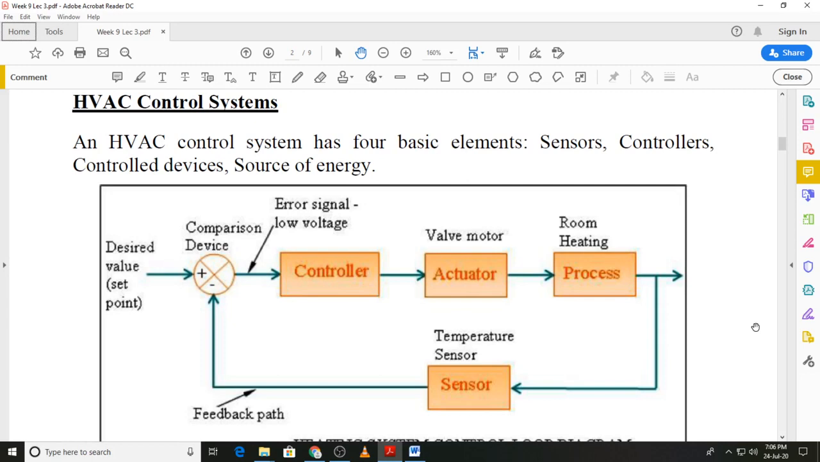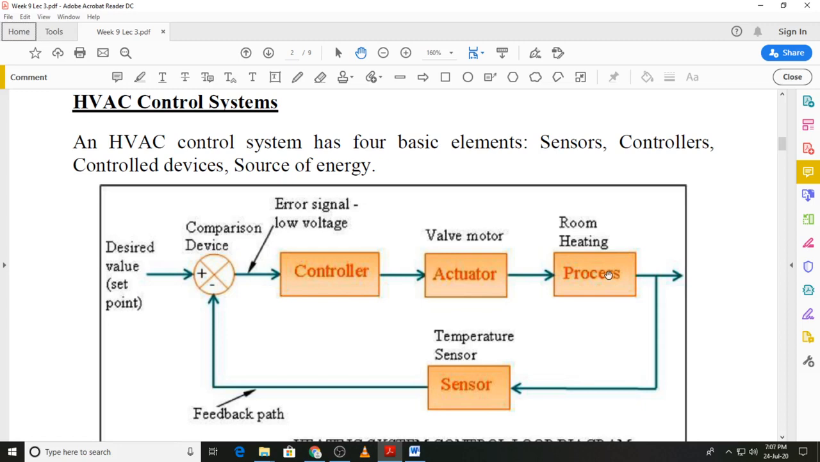An HVAC control system, which may be a very simple system like a thermostat or a much more complex computerized control system, will have four basic elements. It will have sensors, controllers, control devices, and there must be some source of energy for the control system. If you look at this block diagram, that shows those components of a HVAC control system. For example, the process that we are interested in is room heating, and by using a temperature sensor, we can look at the temperature of the room.